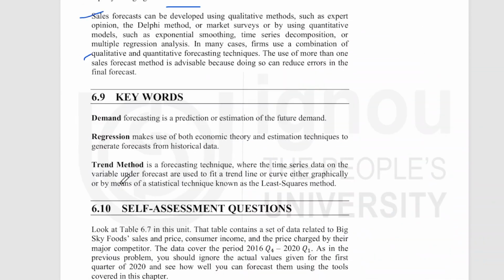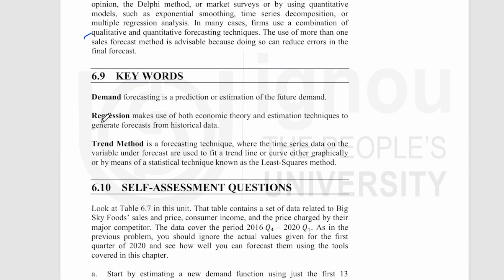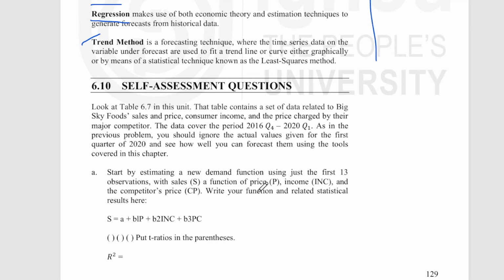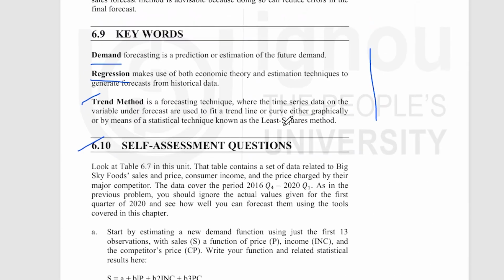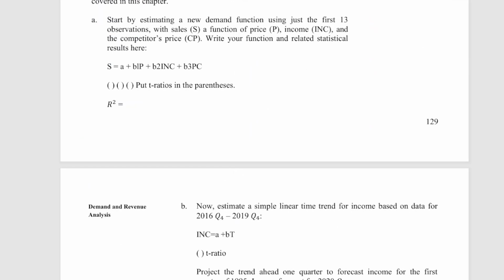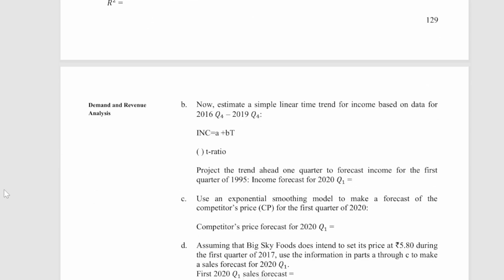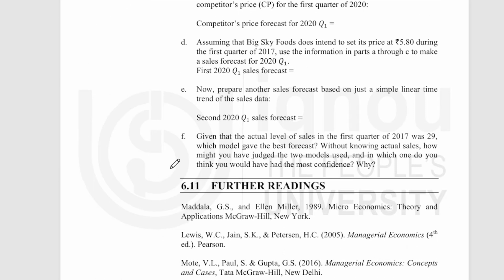Keyword sections are also here. So these are the keyword sections, such as demand, regression, and trend. If you need an explanation, just refer to this section, and self-assessment questions are also here. If you feel any words are difficult, try to refer to this section. And you must do it. It will help you for your term-end examination, and for your assignment also it is important.